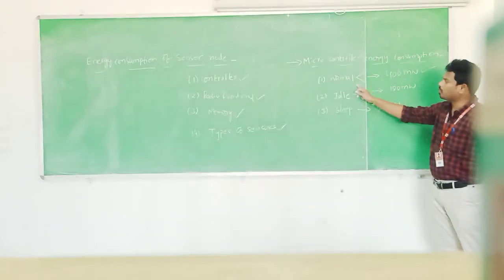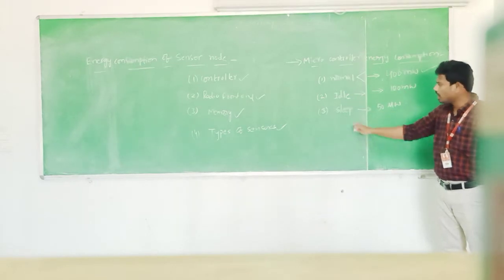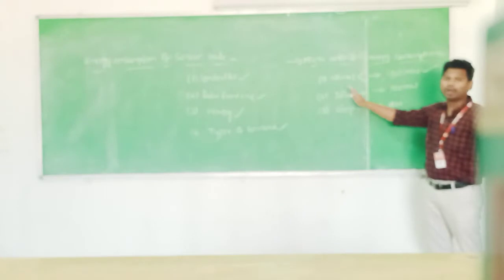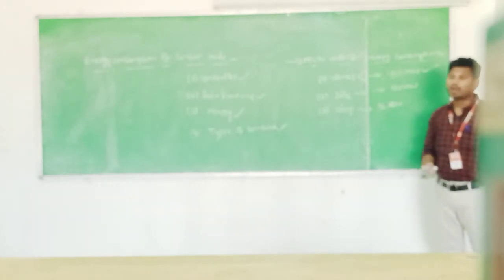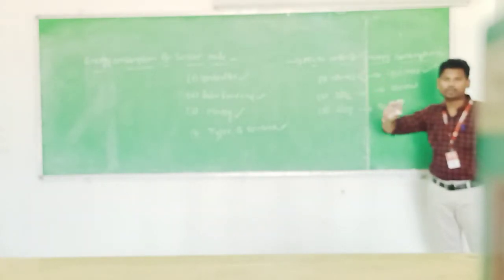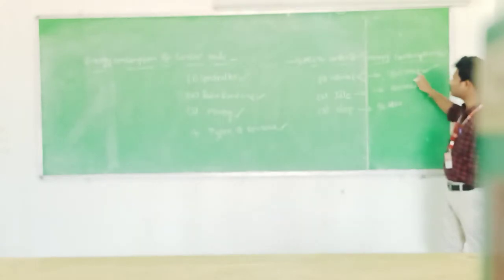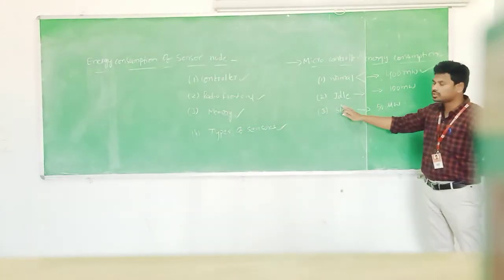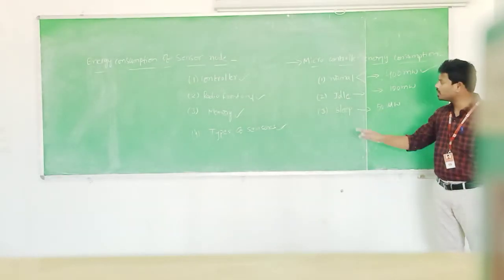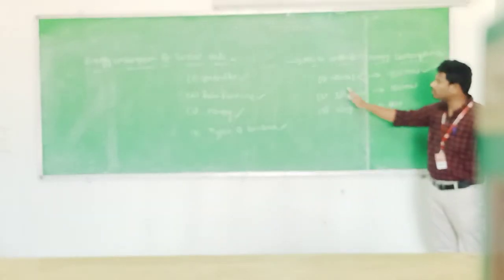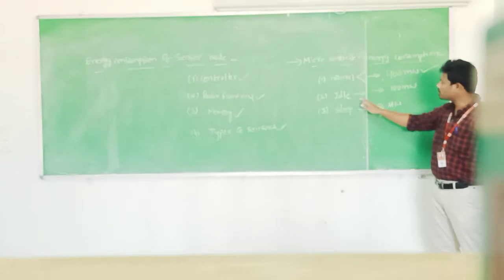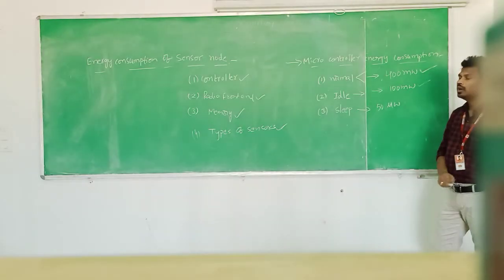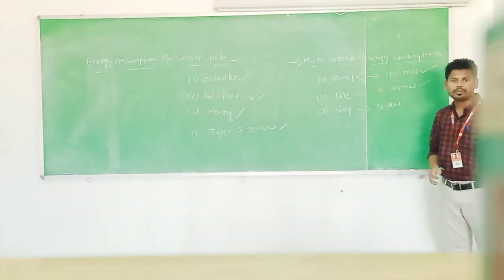These are the three modes which can be used to reduce the power consumption in a microcontroller. Those are normal mode, idle mode, and sleep mode. In normal mode, all the peripherals or devices connected to the microcontroller are on, so the power consumption is 400 milliwatts. In idle mode, the clocks going to the sensors are active and the remaining peripherals are inactive. So the power consumption in idle mode is 100 milliwatts.